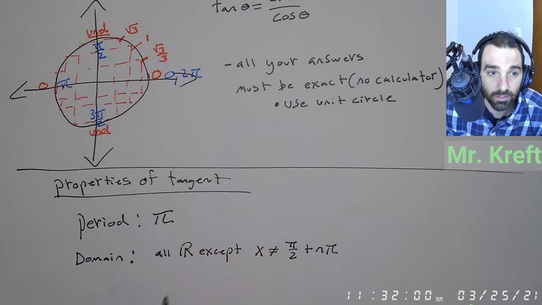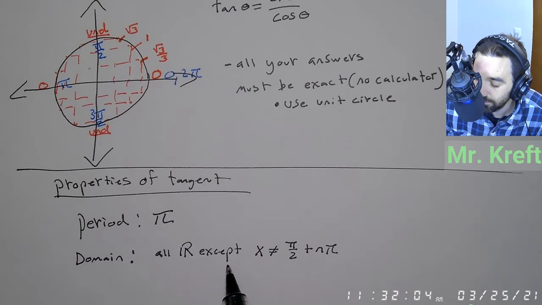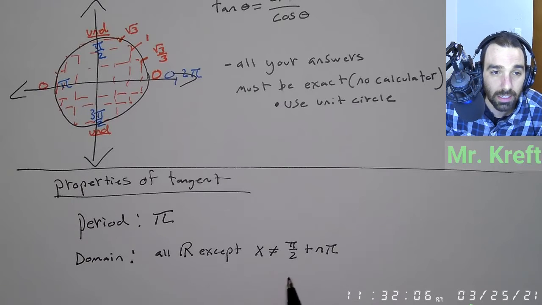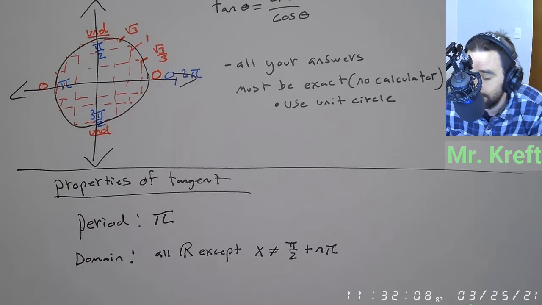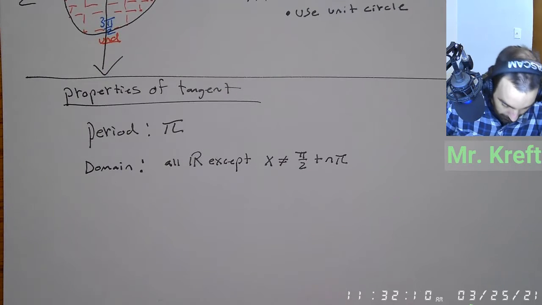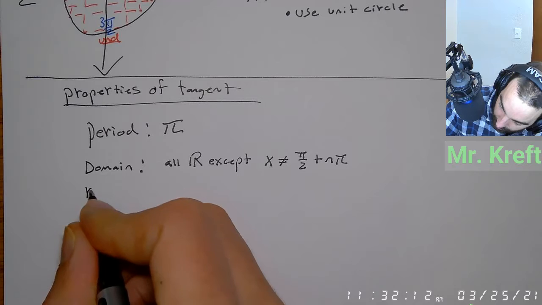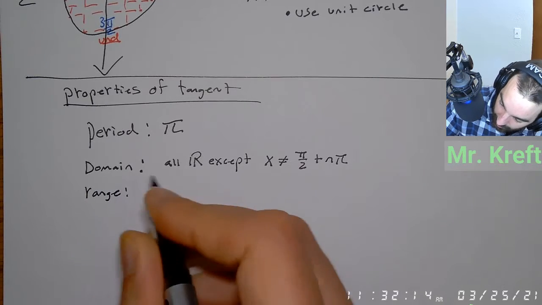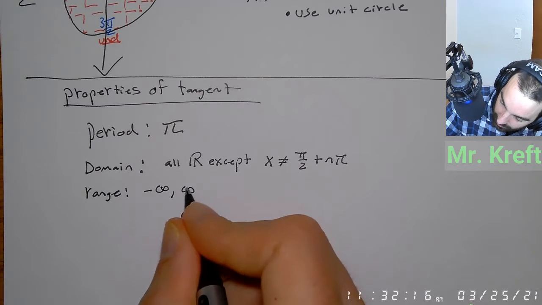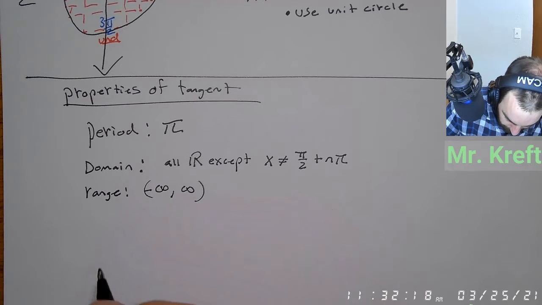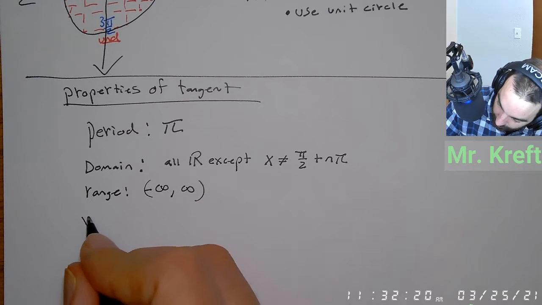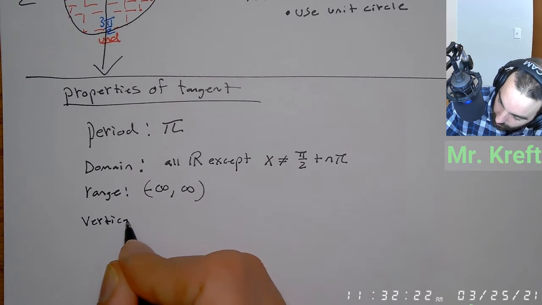So that's different about tangent. For sine and cosine, it's all real numbers. For the domain of tangent, you have restrictions. The range for this bad boy is from negative infinity to infinity, so nothing going on there. We're going to have vertical asymptotes.